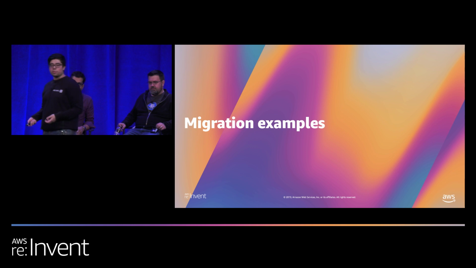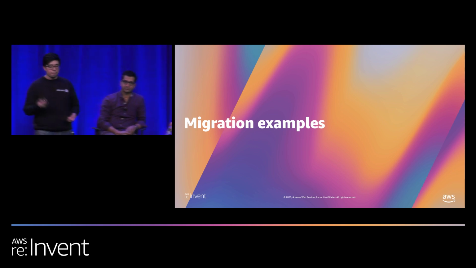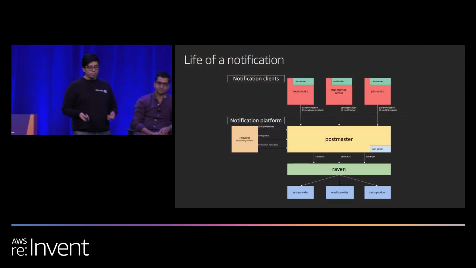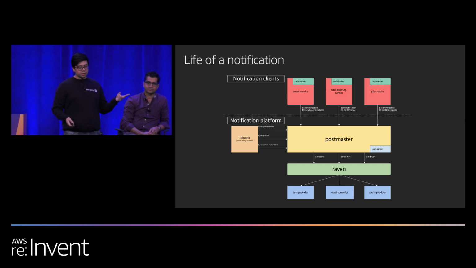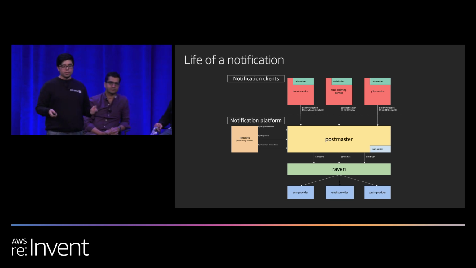So here's an example of a piece of our monolith that we broke out. We have 2 notification services, Postmaster, that aggregates information needed to render notifications, common things like a customer's name or address, email address, and Raven to provide a way to interact with our different SMS, email, and push providers.